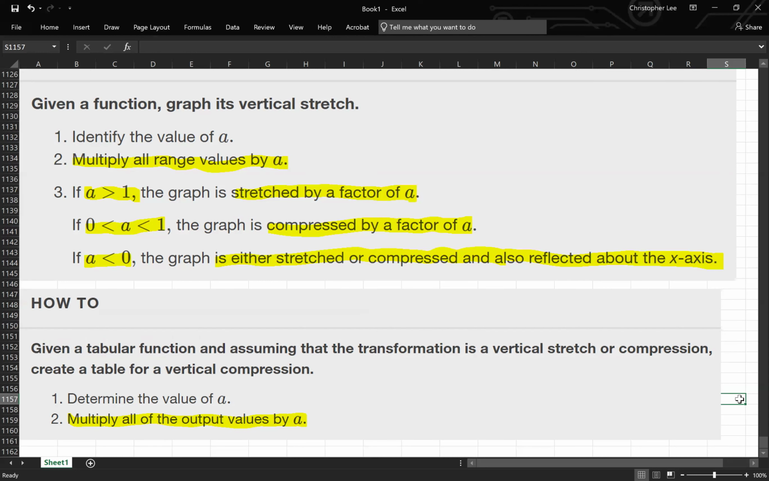So given a table function, and assuming that the transformation is a vertical stretch or compression, you want to create a table for vertical compression. This is how you do it. First, you want to determine the value of A, and then you want to multiply all of the output values by A. That's it.